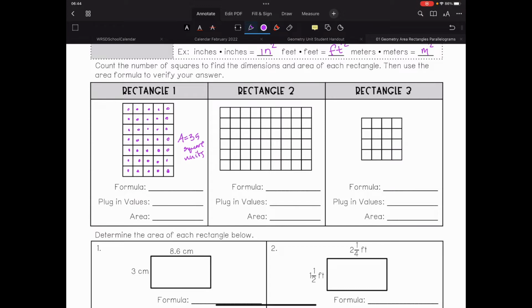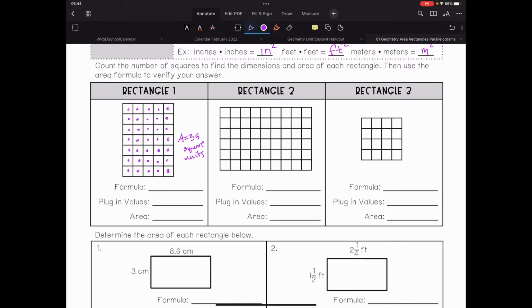Now, obviously, that's very cumbersome. It's not very efficient to count all that up. Just imagine a warehouse, like an Amazon warehouse. I mean, that could be tens of thousands of square units. You wouldn't want to count those up. It'd be ridiculous. So that's where the formula comes in.